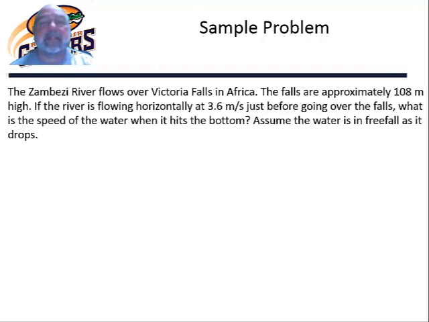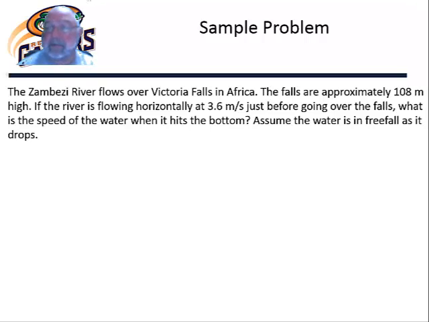So the Zambezi River in Africa, it's the Victoria Falls. The falls are about 108 meters high, and if the river is flowing horizontally at 3.6 meters per second just before going over the falls, what is the speed of the water when it hits the bottom? And we're going to assume that the water is in free fall as it drops. In other words, we're ignoring air resistance.